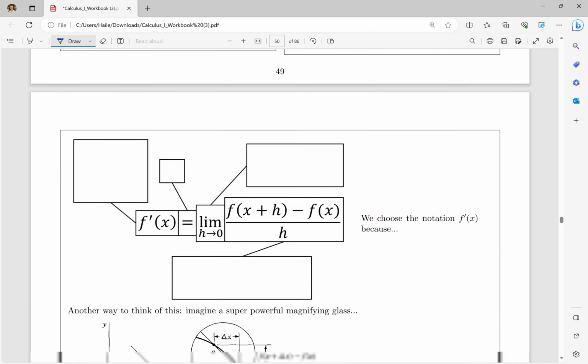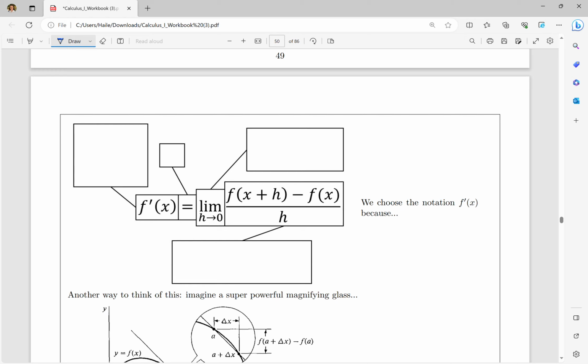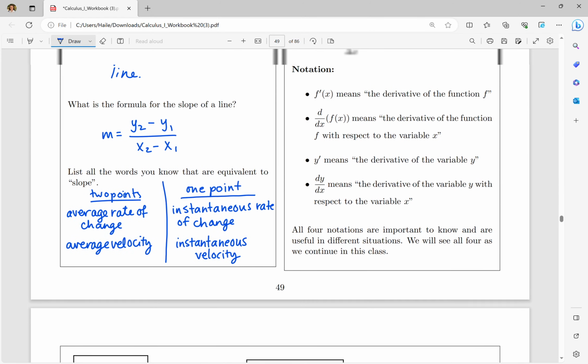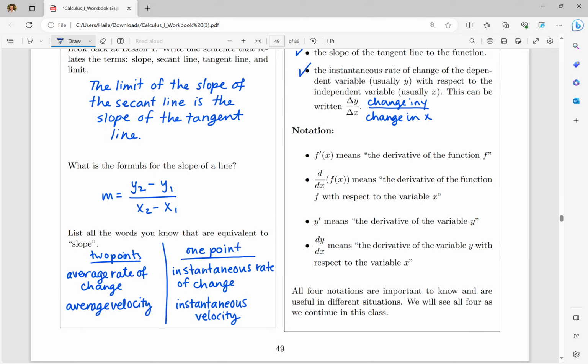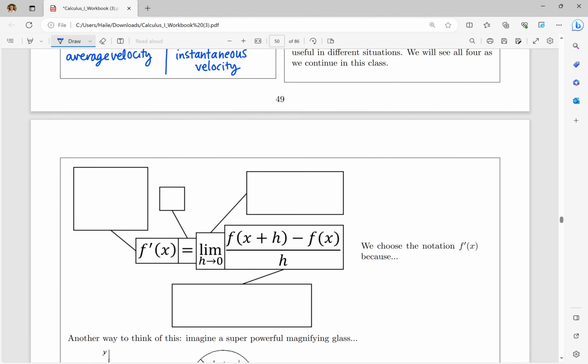Okay, now let's talk about how to actually calculate the derivative. In this section, we're not going to calculate it algebraically so much, but I at least want to show you the formula. Remember in the warm-up, we had that sentence, the limit of the slope of the secant line is the slope of the tangent line. And this is precisely where the limit definition of the derivative comes from. So that's what this is: the limit definition of the derivative.